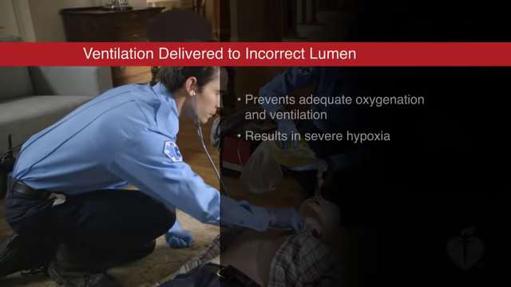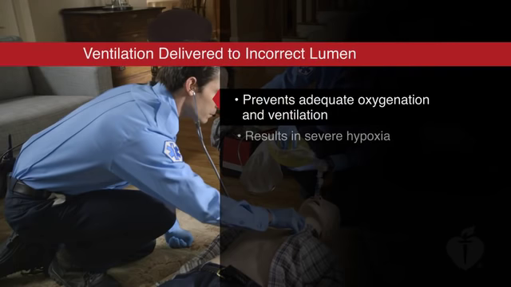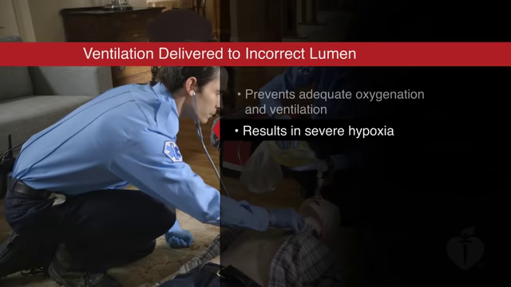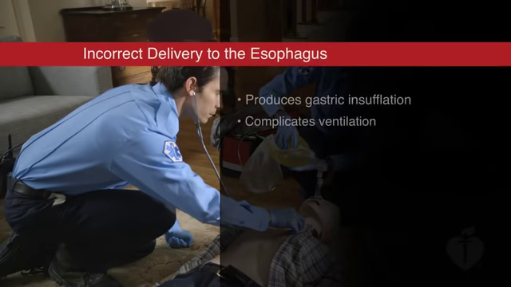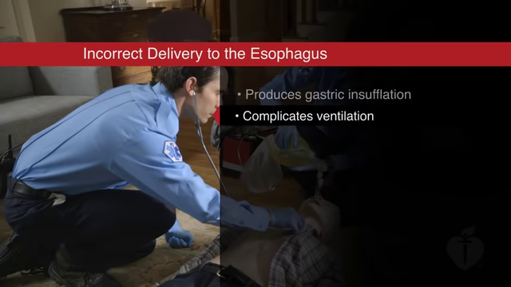Caution: it's critical to confirm the proper placement of the esophageal tracheal tube, because if ventilation is delivered to the incorrect lumen, it will prevent adequate oxygenation and ventilation and result in severe hypoxia. Incorrect delivery of ventilation to the esophagus will also produce gastric insufflation that will complicate ventilation.